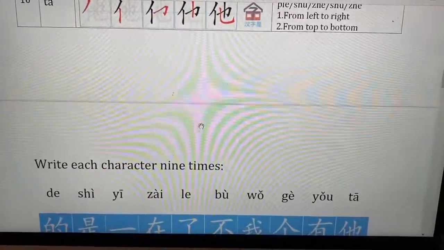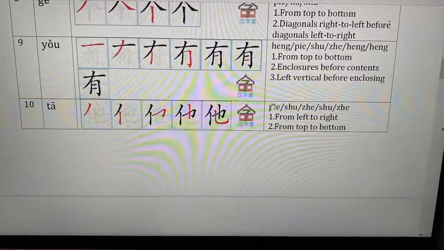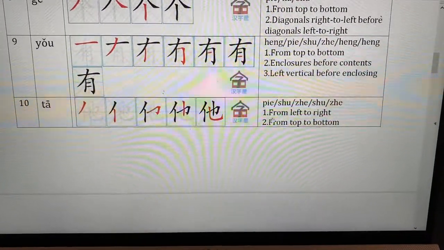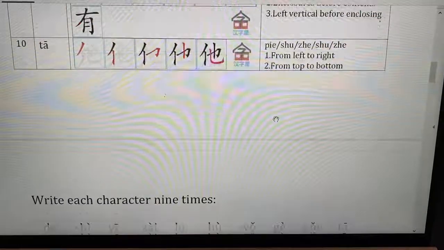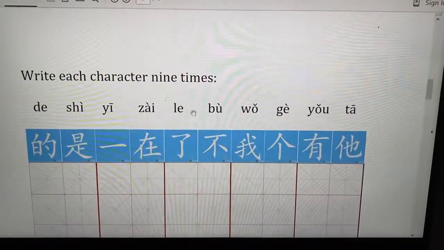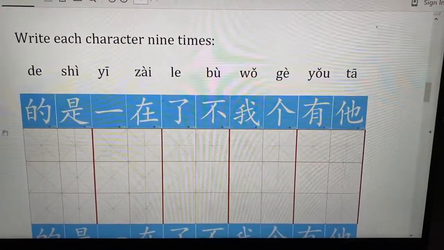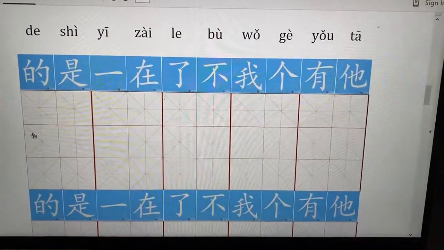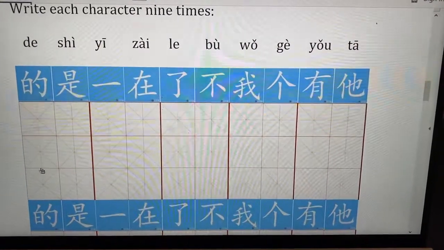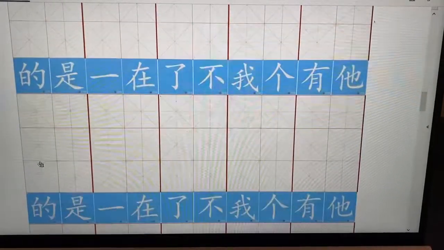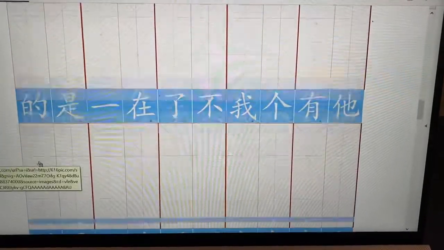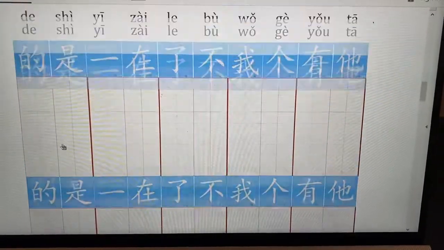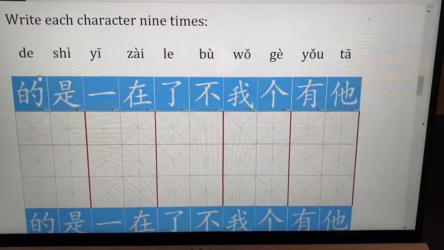And then, after reading these strokes and the rules applied to this character, you write each character 9 times vertically. So for this one, you have a de, you write de 3 times, and then 3 times again, and then the last 3 times. And similarly, number 1 to number 10.